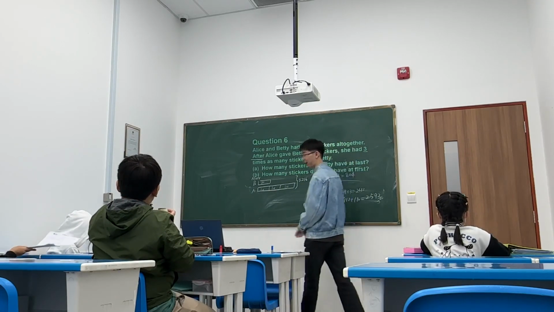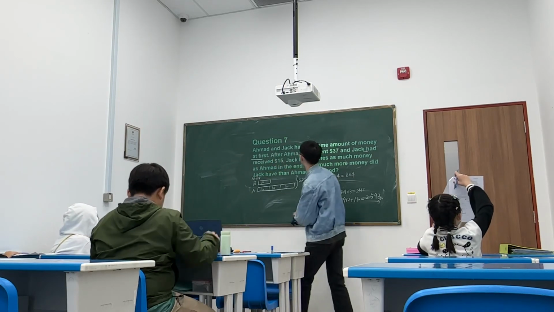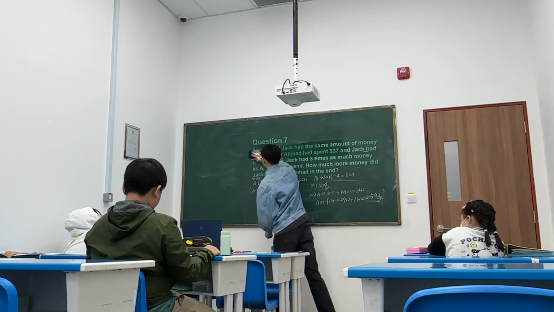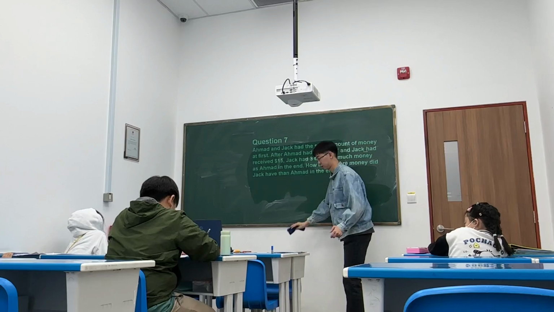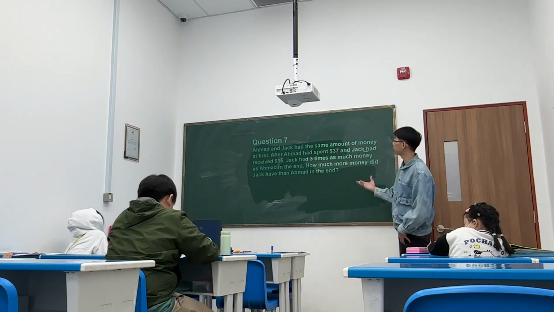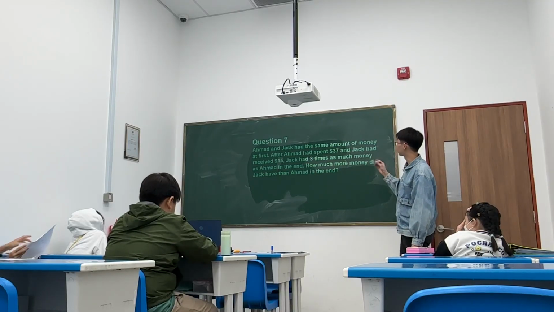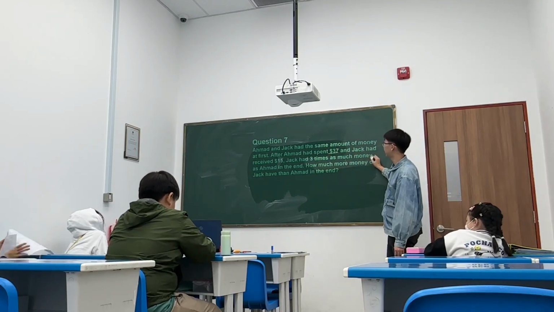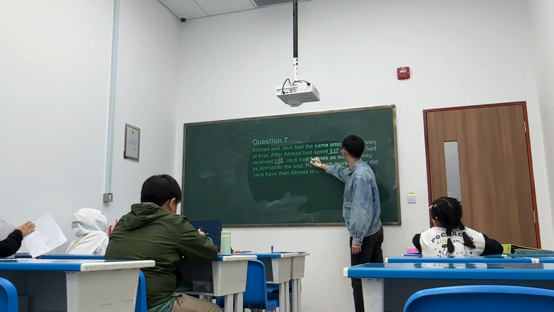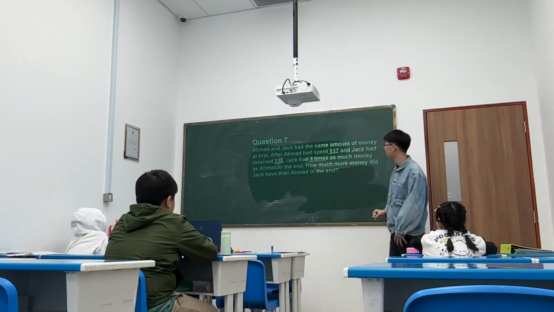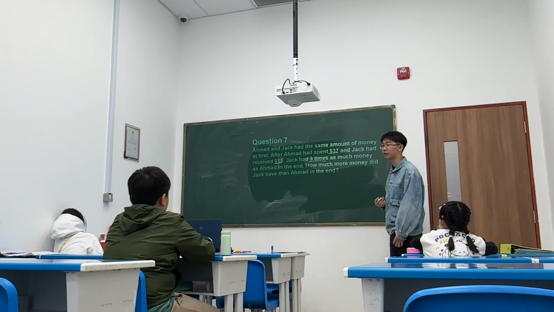Okay, now let's take a look at question 7. These two people, they have the same amount of money at first. After Ahmed had spent $37 and Jack has received $15, Jack has 3 times as much money as Ahmed in the end. How much more money did Jack have than Ahmed in the end?